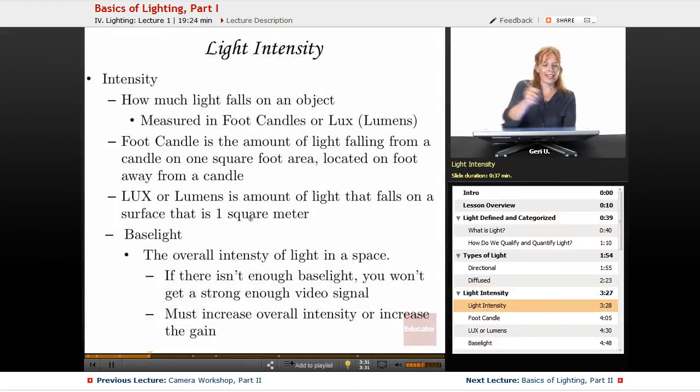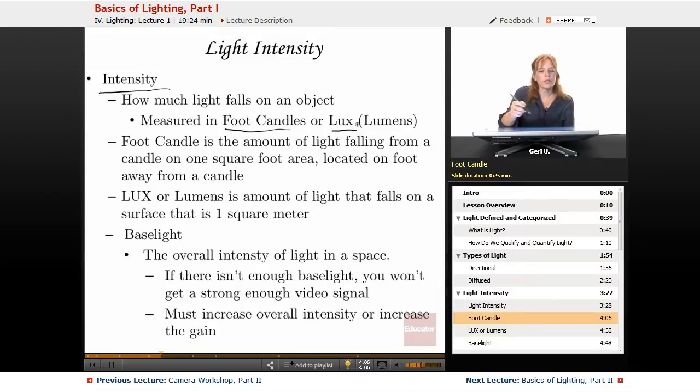Okay, light intensity. Light intensity is the way that we actually start to quantify it or measure it. So light intensity refers to how bright is something, how much light is falling on an object. So it's how much light falls on an object, and it can actually be measured, just like water can be measured and distance can be measured. How much light falls on an object or a person can be measured in terms of foot candles or lux, which is also lumens.